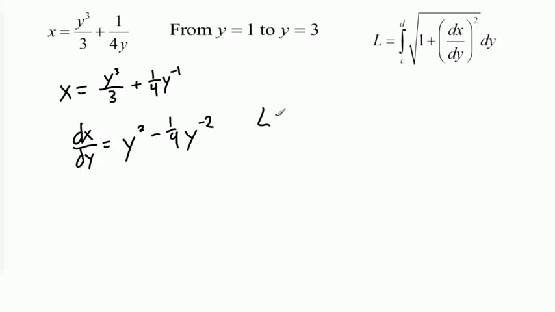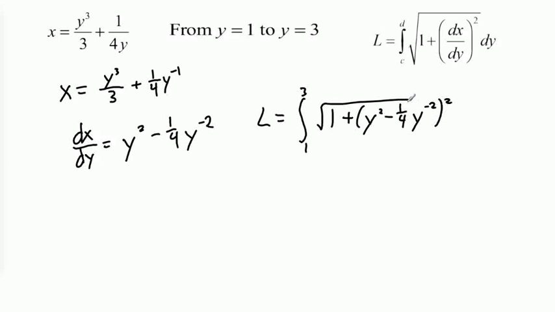So L, in this case, is going to be the integral from 1 to 3 of the square root of 1 plus (y squared minus 1/4 y to the negative 2) squared, with respect to y. Now, let's talk about this really quick. If I take y squared minus 1/4 y to the negative 2 and square it, that really means I'm going to take this and multiply it by itself.